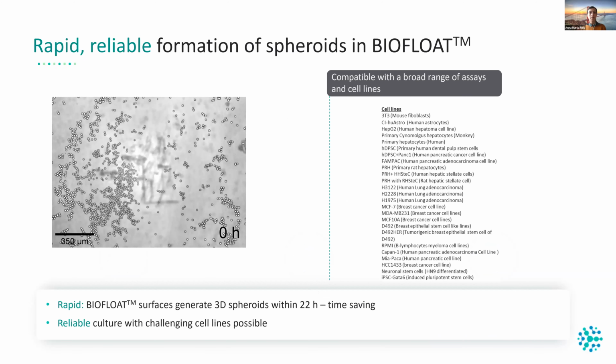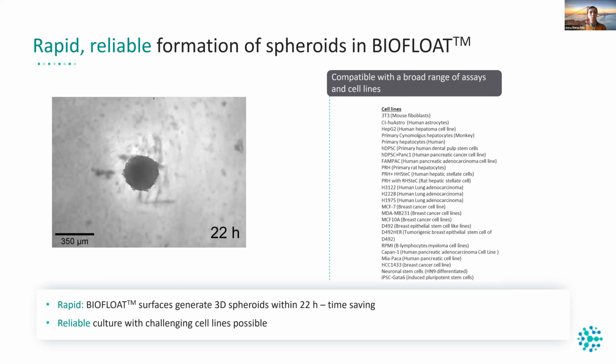With bioflow plates, it's possible to rapidly form spheroids. In this movie, you can see primary astrocytes, and you can see that the astrocytes form round, perfectly shaped spheroids within 22 hours. So it's possible to start your experiment very early after cell seeding. It saves time, and this is particularly important when results are urgently needed.